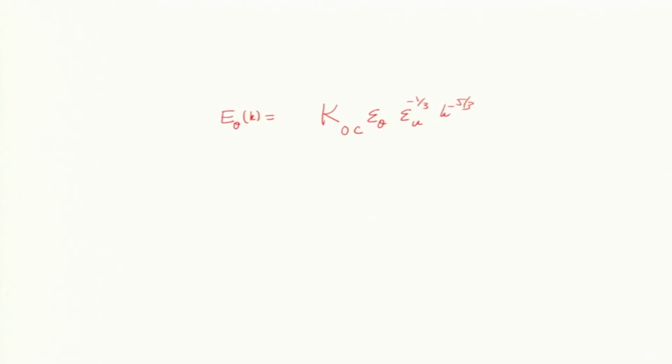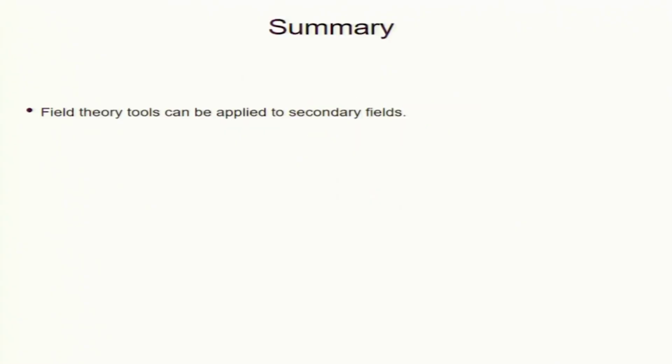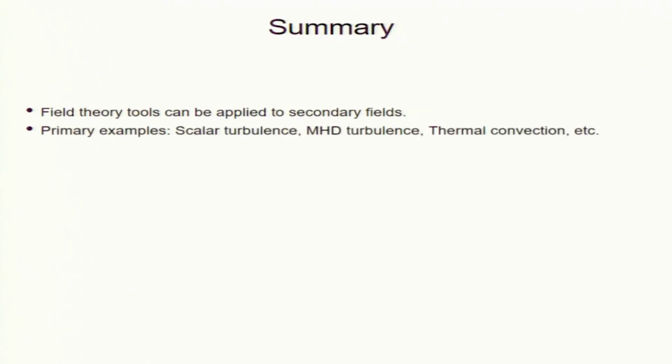So, this is the spectrum for E theta, and this number can be computed by field theory. So, field theory tools can be applied to secondary fields. This is for a scalar, but we can do it for MHD as well. MHD is more complicated. For convection, it is not very well done, I would say, because it is anisotropic. Once you bring in anisotropy, field theory gets more complicated. There are works on that, but it does get more complicated, but it can be done.